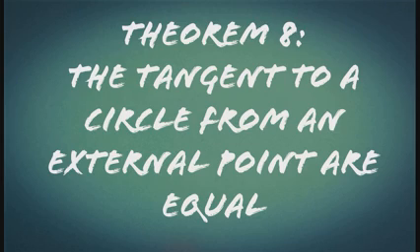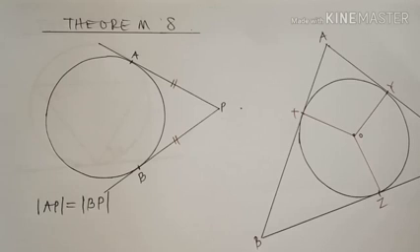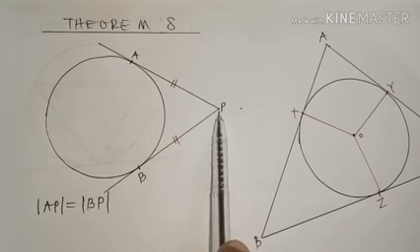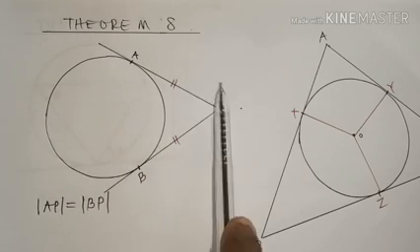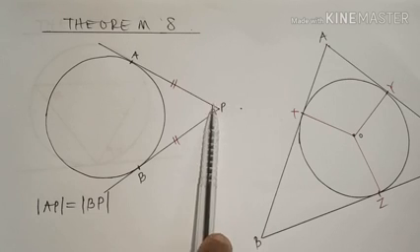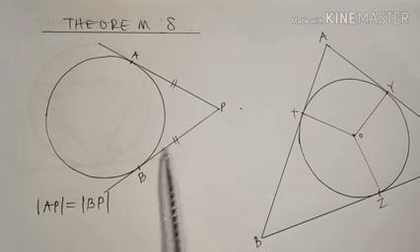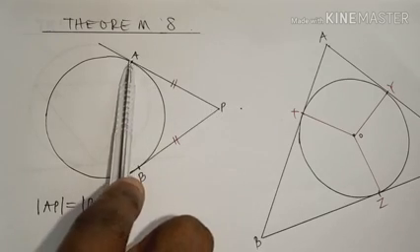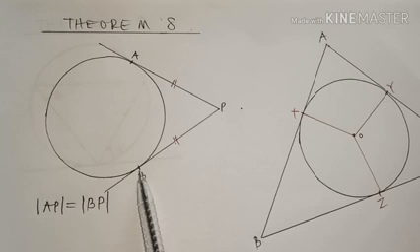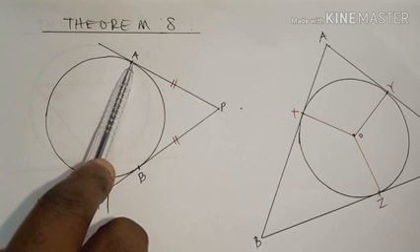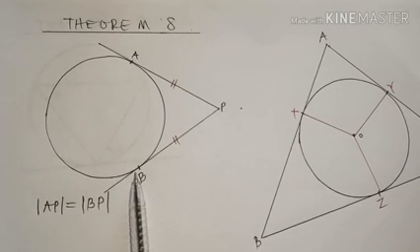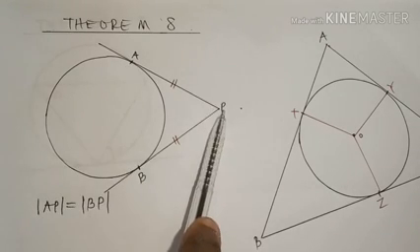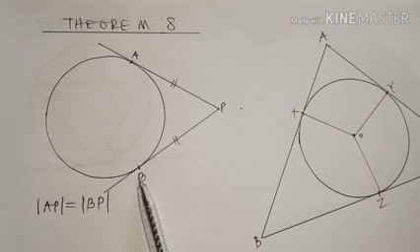Theorem 8. The tangents to a circle from an external point are equal. The meaning of the theorem is that when you have a point outside the circle, not inside, outside the circle, and you draw two tangents, from this point to where it touches the circle and to where it touches the circle. So it touches the circle at A and B. The theorem is saying that AP is equal to BP, and that's it.